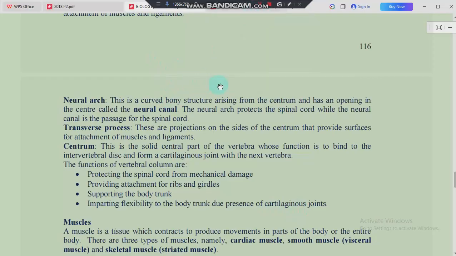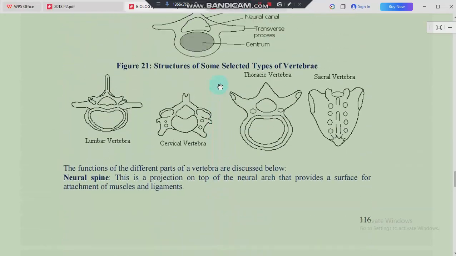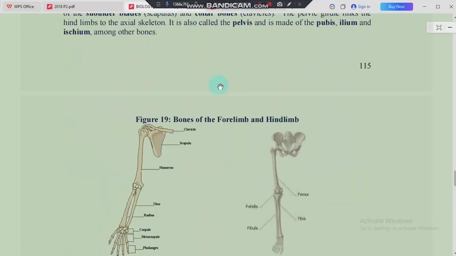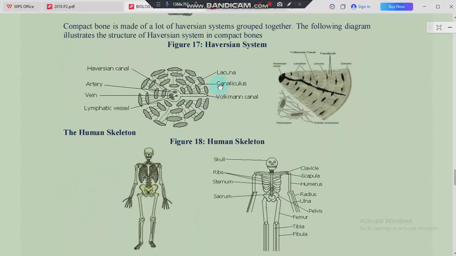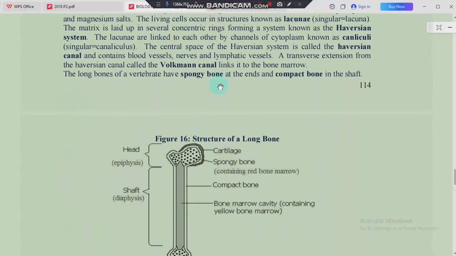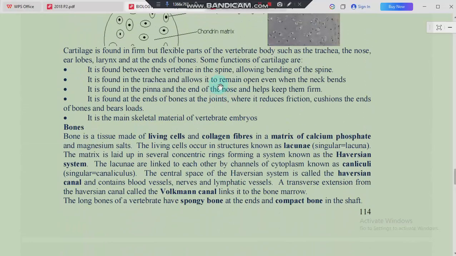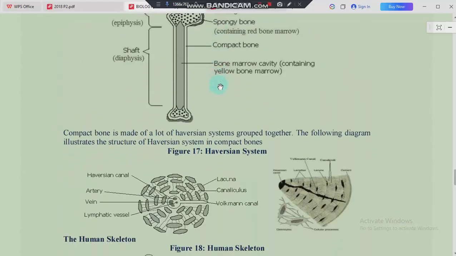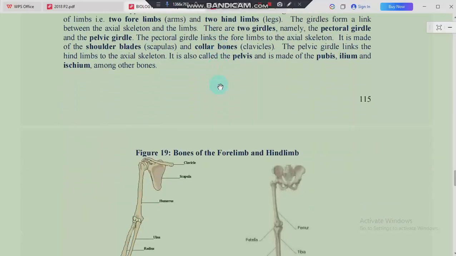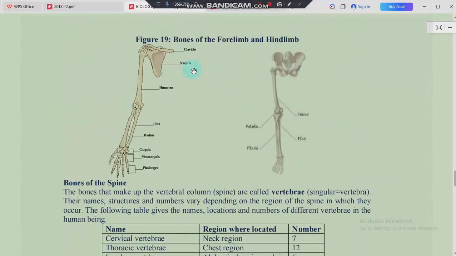So this marks the end of our lesson on the skeleton. Just remember that we have the regions of the skeleton, the axial and the appendicular. Then for the types, we have the endo, exo, and the hydrostatic skeleton. Then you also need to know each one of these bones in detail so that you can identify them in your past paper questions once you are asked.